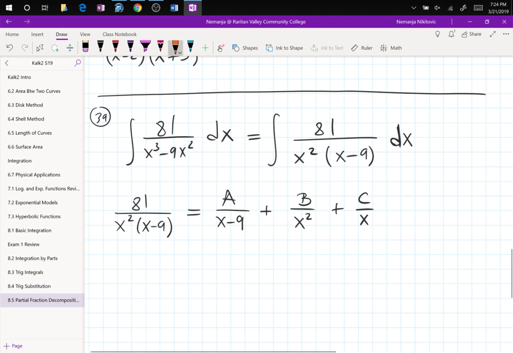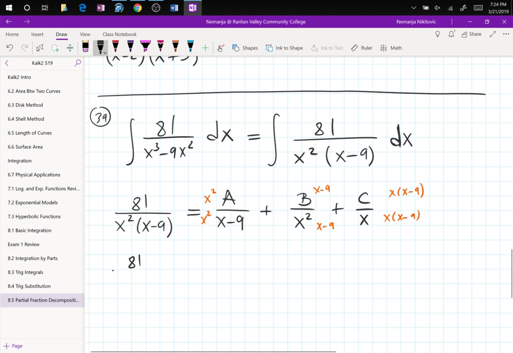So what is missing on my first one? X squared is missing. What is missing on my second one? X minus 9 is missing. And what's missing on the third one? X minus 9 and x minus 9. So this is what is missing in order for me to have a common denominator.